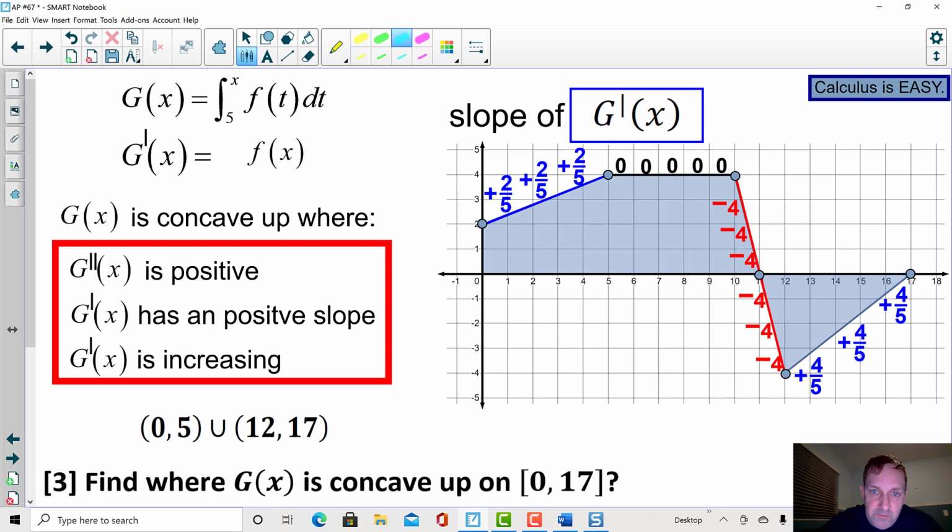Now, if you look closely, you'll see I've already calculated the slope of g prime of x, and I've written those numbers here. Now, let me show you how I get this.